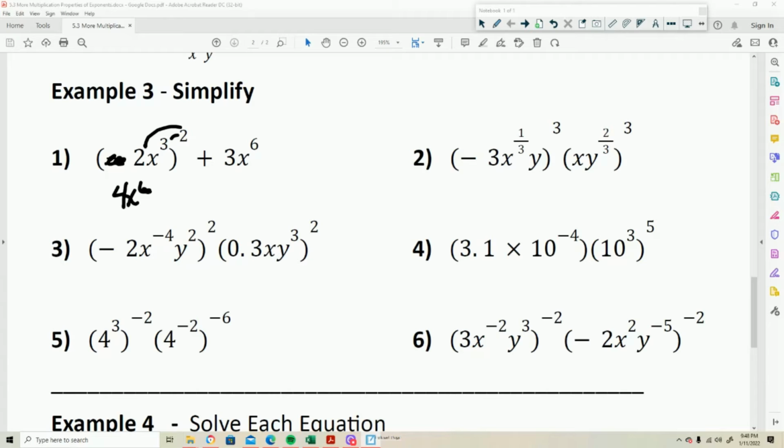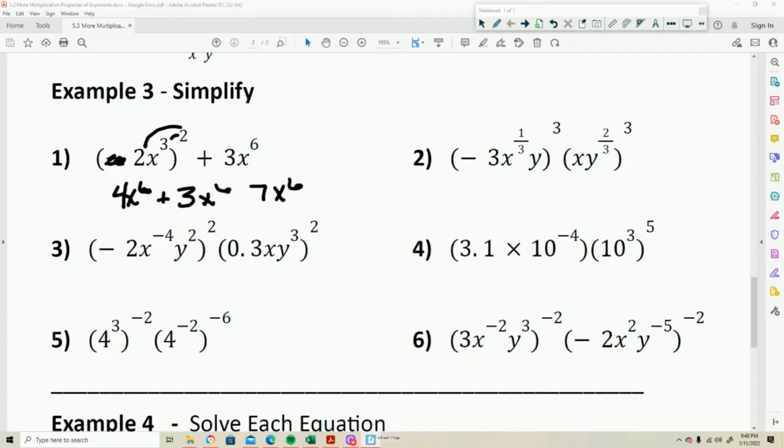I'm sorry, that 6 looks awful, but that's what it is. Plus 3x6. That's even a worse 6. 4x6 plus 3x6 is just 7x6. They are like terms, so you can simply add them together. Like terms meaning they have the same variable part.